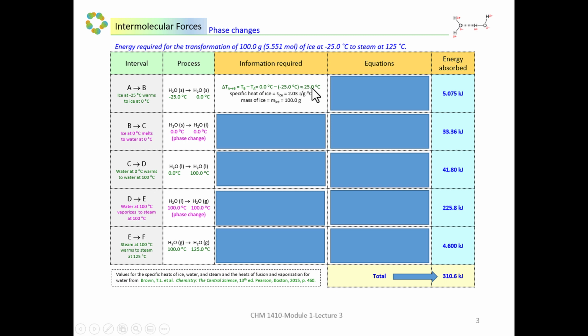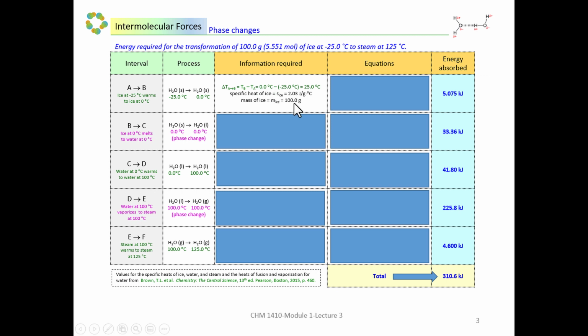We're also going to need what's called the specific heat of ice, which tells us how much heat energy is required to heat up a gram of ice and increase its temperature by 1 degree C. Things like specific heats will be given to you in tables. These aren't numbers that you need to memorize. And of course, the mass of the ice is 100.